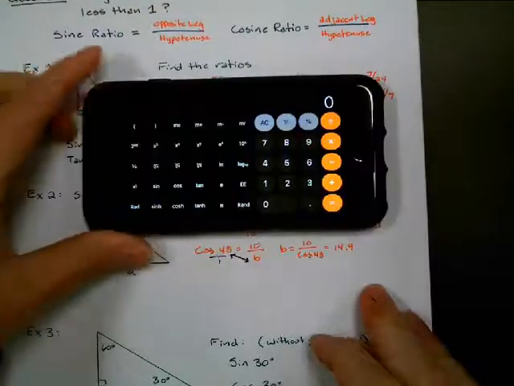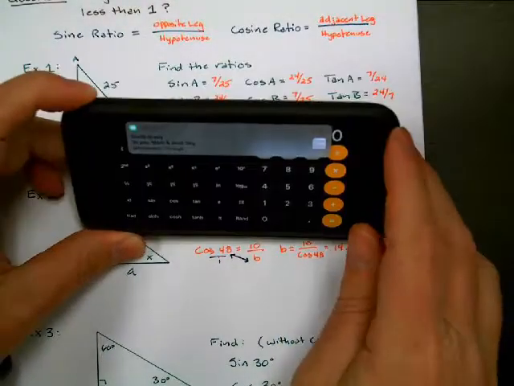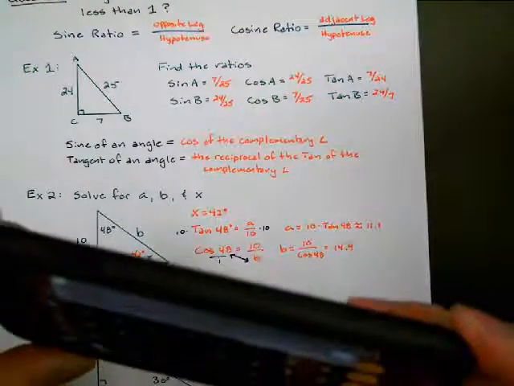You go 10 divided by, one of my family members is texting me.